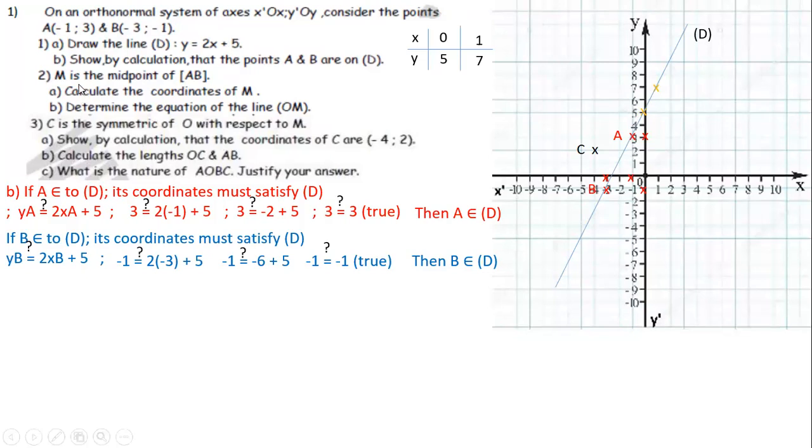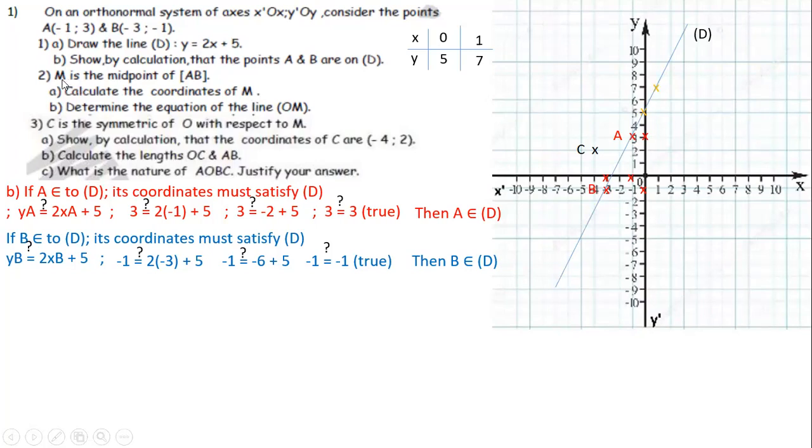Now in part 2, I want Fadl. Yes, Fadl. Read part 2, please. M is the midpoint of segment AB. Calculate the coordinates of M. Okay, Fadl.